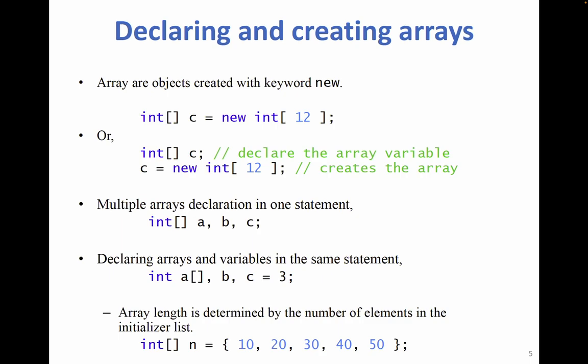Or I can declare arrays again here with variables in the same statement. So this will be an integer array. B and C will be just integers. So this is also possible.